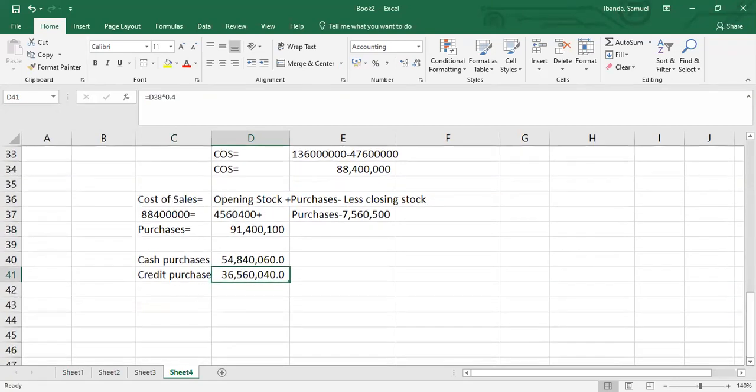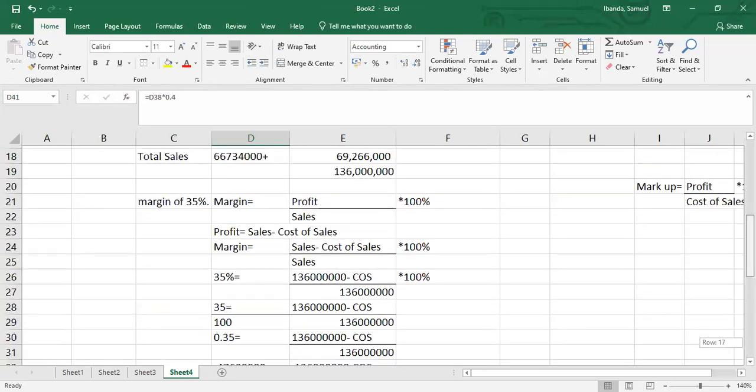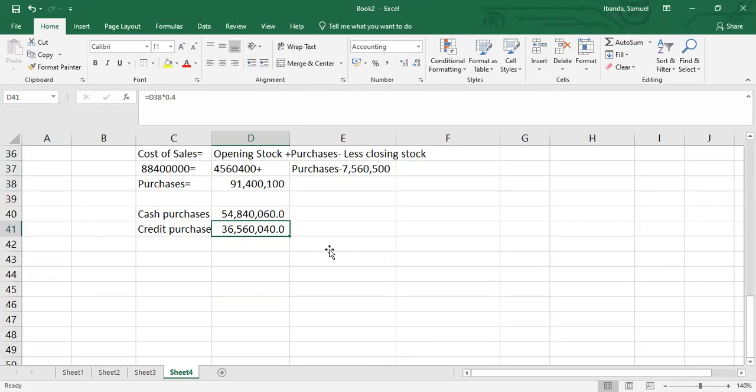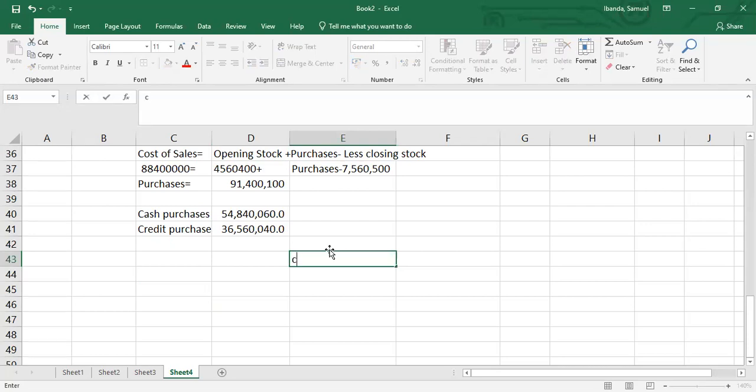So to determine my payments to suppliers, I'm actually going to draw up my accounts payable or creditors control account. Okay, let me call it creditors control account.